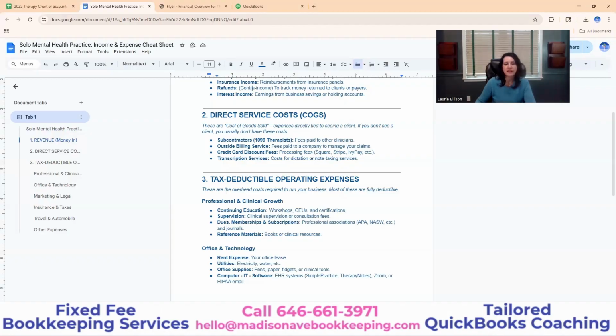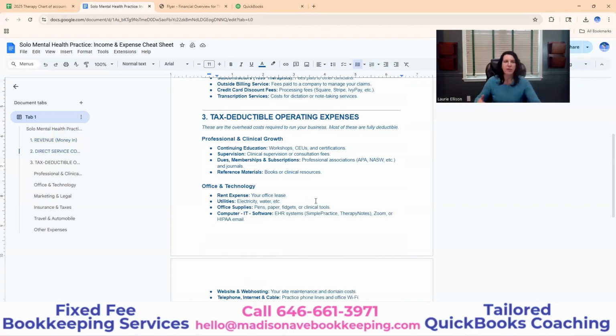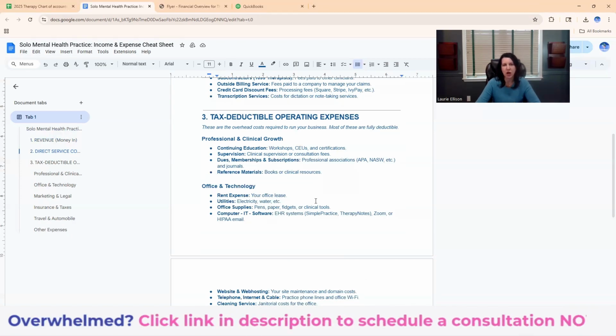It's just outside billing, credit card discount fees, transcription. Okay. This is where a lot of people maybe are not capturing all of their expenses, and what you really want to zone in on, right? Because I think you would know you should be able to deduct your biller or your transcription, but the other items you might not have been aware that you could be deducting, and we don't want you to pay more tax than you should.